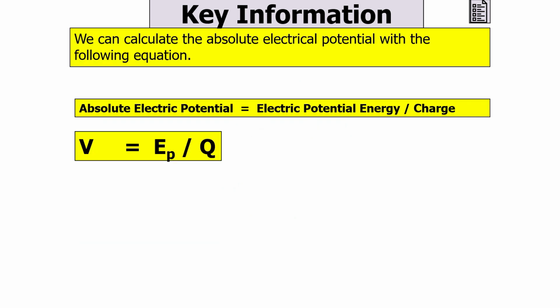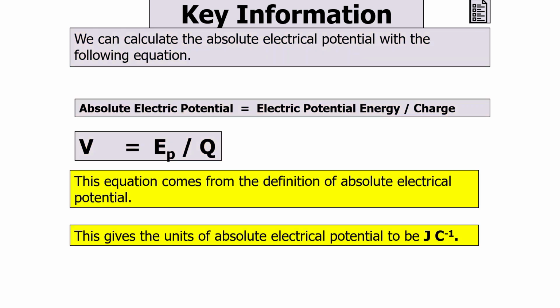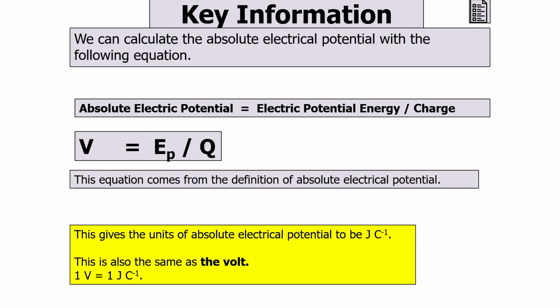Now we can calculate the absolute electrical potential with the following equation: absolute electrical potential is equal to the electrical potential energy stored divided by charge, or V is equal to E over Q. This equation comes from the definition of absolute electrical potential, and this gives the units of our absolute electrical potential to be joules per coulomb. This is also the same as the volt, so 1 volt is equal to 1 joule per coulomb.